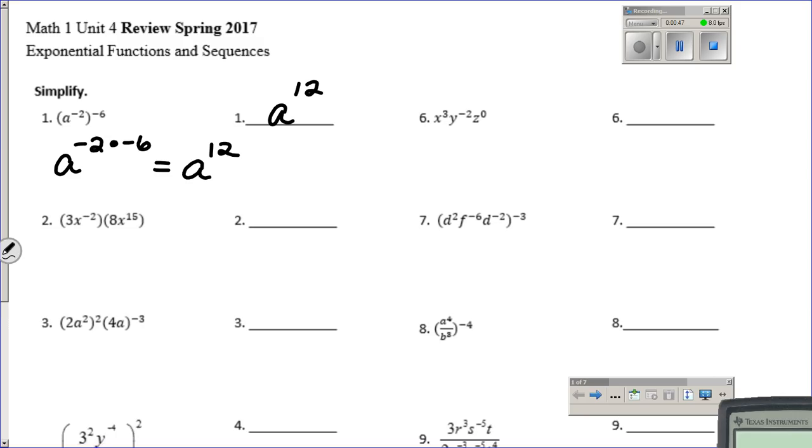For number 2, we're multiplying two expressions. We're going to multiply the numbers like we've always learned, 3 times 8. We're going to multiply the like bases, x to the -2 times x to the 15th. The rule when we multiply the same base is you add your exponents. 3 times 8 simplifies to 24, and -2 plus 15 simplifies to x to the 13th power. Again, our exponents are positive, so no need to rewrite the expression.